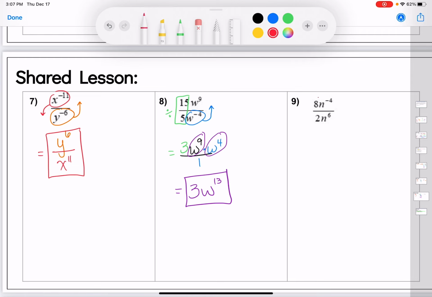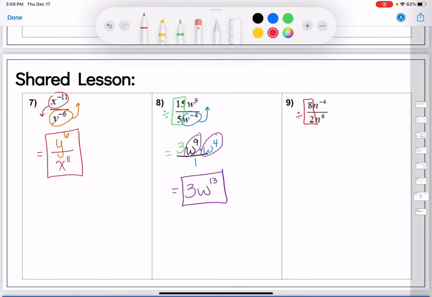All right, so here again, coefficients, 8 over 2. Those are coefficients, regular numbers. I'm going to divide those, right? Then I see that I have n to the negative 4th. That's got to move down to the bottom. But my n to the 6th doesn't have a negative exponent, so it's going to stay put.